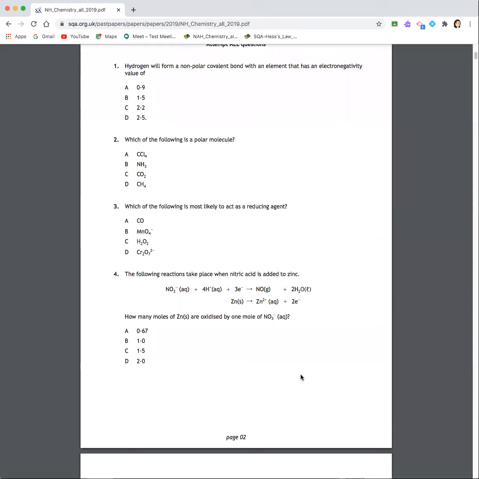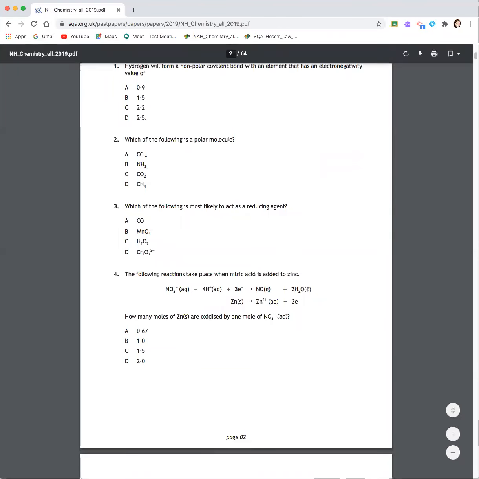So question 1 is testing your knowledge on what a non-polar covalent bond is. That's a bond where the atoms in the bond have the exact same electronegativities, which results in the shared pair of electrons being shared equally. So if you look up the electronegativity value of hydrogen in the data booklet, you will find that it's 2.2. Therefore, it will form a non-polar covalent bond with an element that also has the electronegativity of 2.2. So the answer is C for that one.